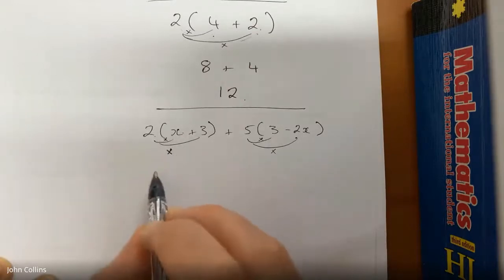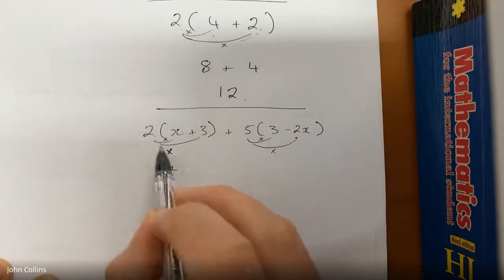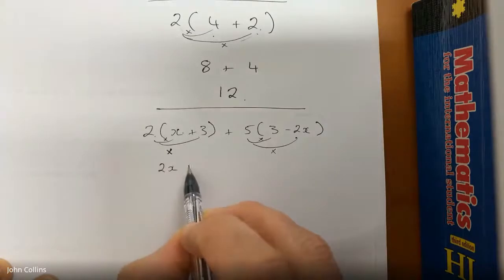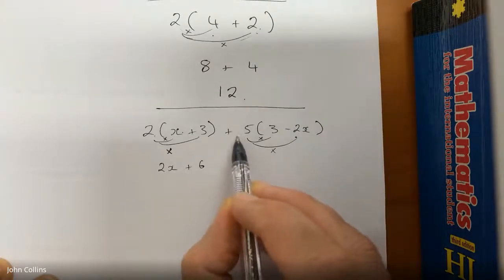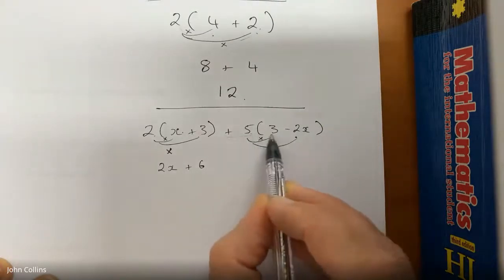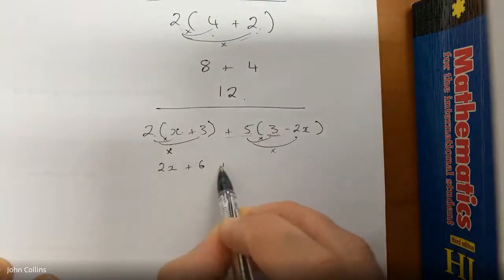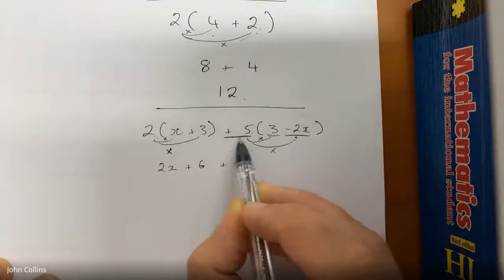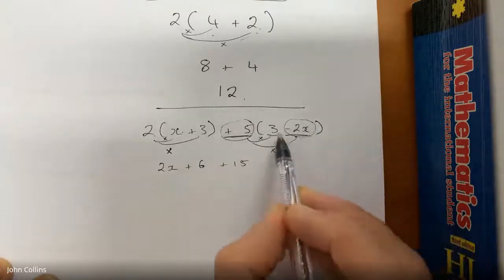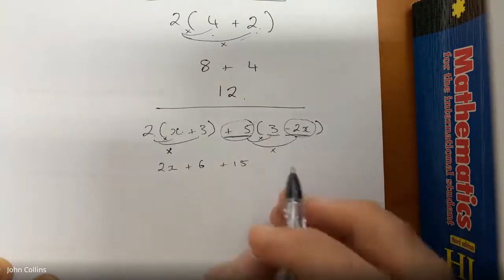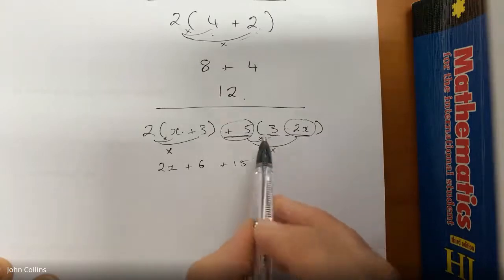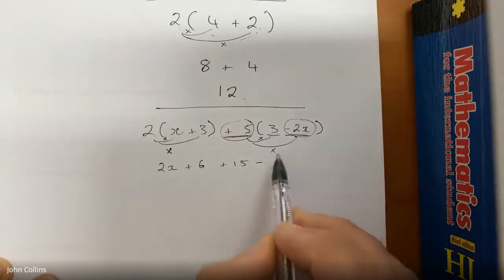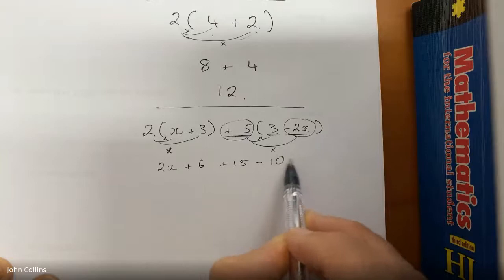So 2 times x gives 2x. 2 times the plus 3 gives plus 6. And then plus 5 times 3. So 5 times 3 is 15. Plus 5 times minus 2x. So I'm multiplying each term by plus 5 in this bracket. So I've got to multiply plus by a minus 2. So it's going to be a minus. Plus 5 times 2. 5 times 2 is 10x.